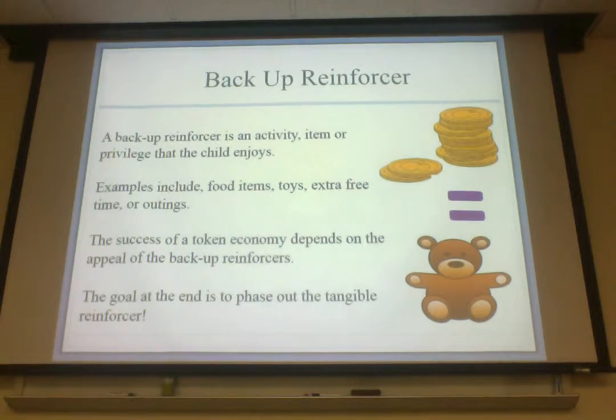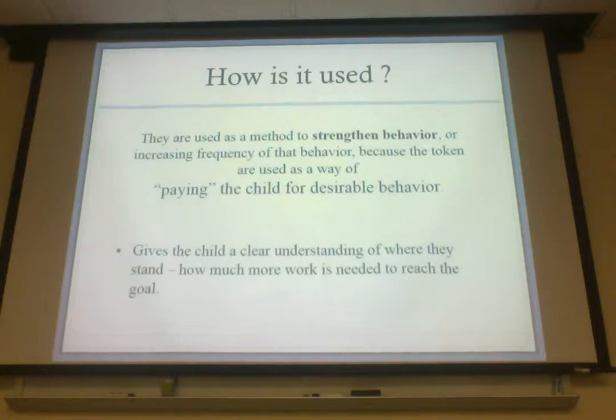A backup reinforcer is basically an activity, item, or a privilege that the child enjoys. Examples of that could be toys, extra free time, outings. Success of a token economy depends on the appeal of the backup reinforcer, and the goal at the end is to basically phase out the tangible reinforcer and have the child just be motivated to do the desirable behavior.